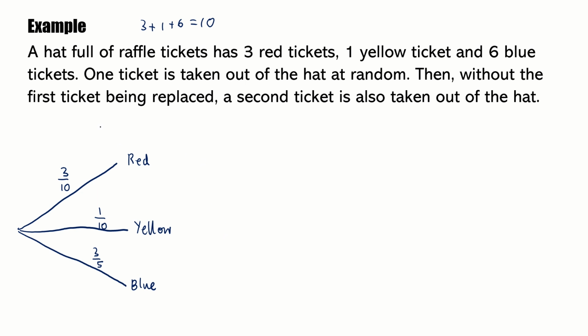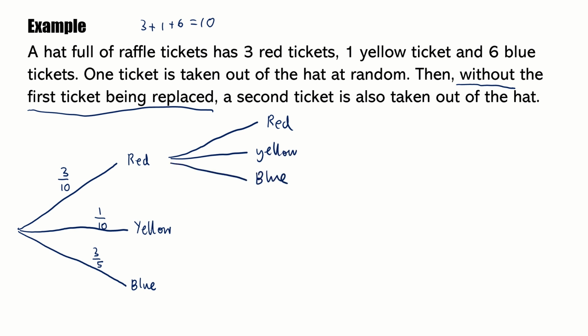It's worth mentioning that the first ticket is not being replaced, and that's important because it means the probabilities for selecting the second ticket is different depending on what ticket was chosen first. So if we'd chosen a red ticket first, well, the options for the second ticket are still going to be either a red ticket, a yellow ticket, or a blue ticket.